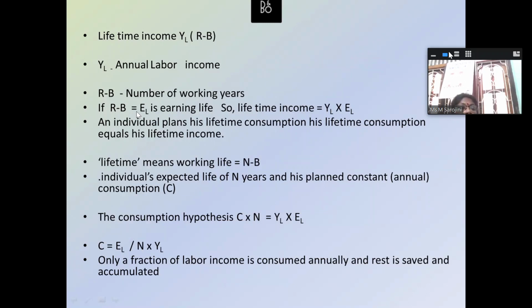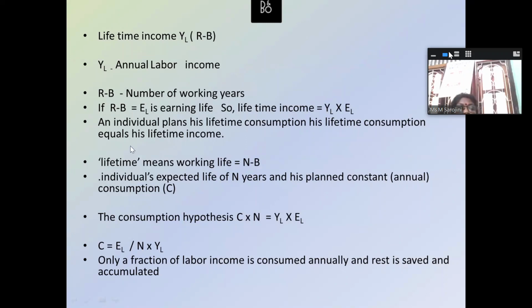If R minus B is equal to EL, that is the earning life. This is the earning life. Again, we can write EL instead of R minus B as well, right? So lifetime income is equal to YL, this is the annual income, times EL, the earning life. Once we multiply the annual income and the earning life, you can get the lifetime income as well.